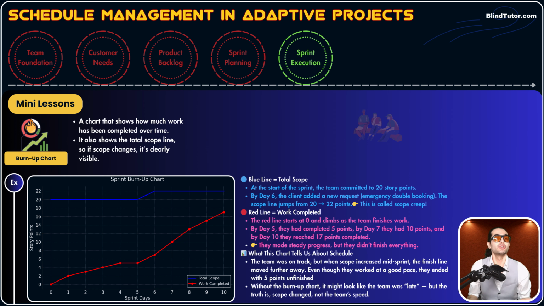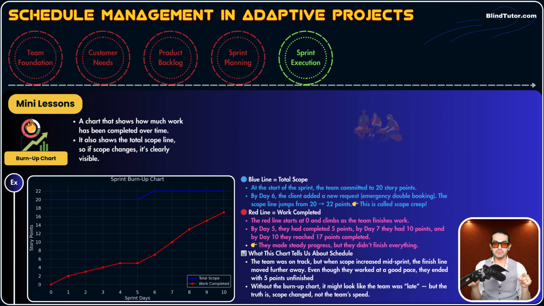I mean, we don't do changes mid-sprint in adaptive projects. You know that by now. But that blue line jumps in day 6, from 20 to around 22. What does this mean, guys? It means a client has requested a feature and the team added that feature to that sprint's backlog. Now, the team, instead of completing 20 story points, should complete 22 story points. So in day 6, scope creep has happened.